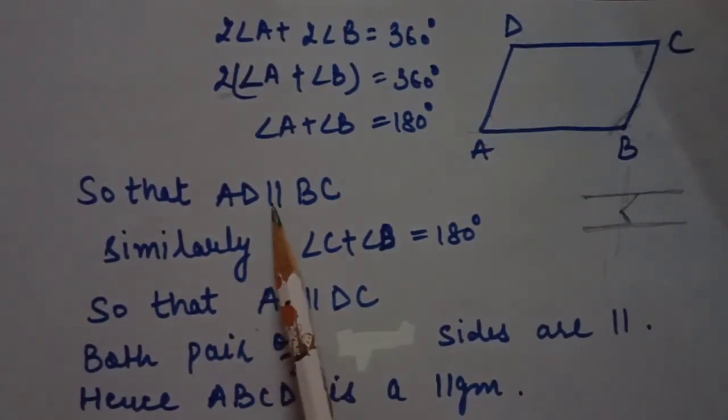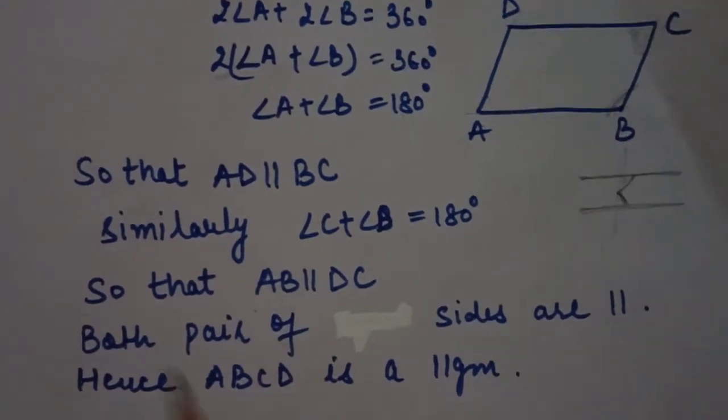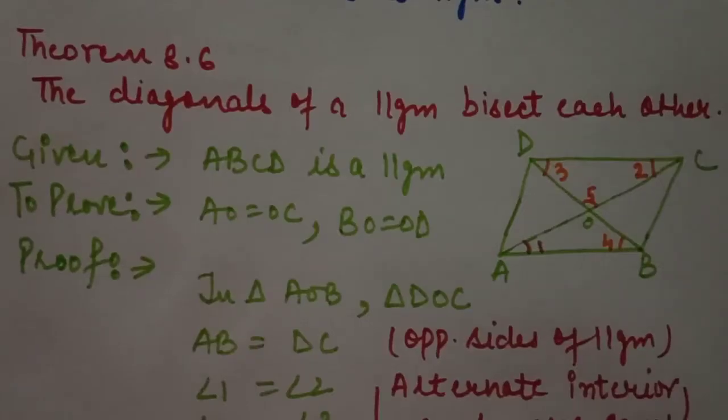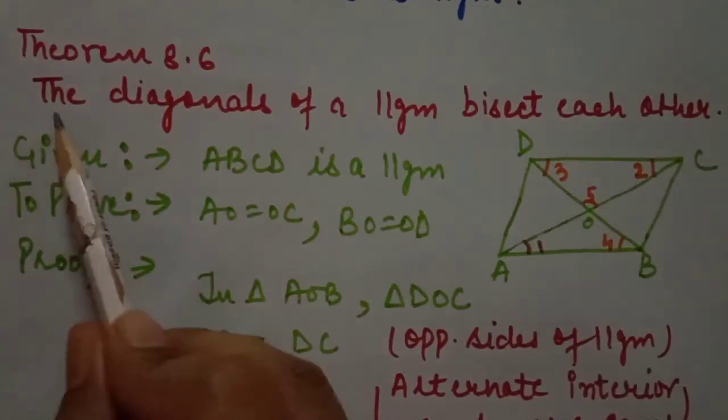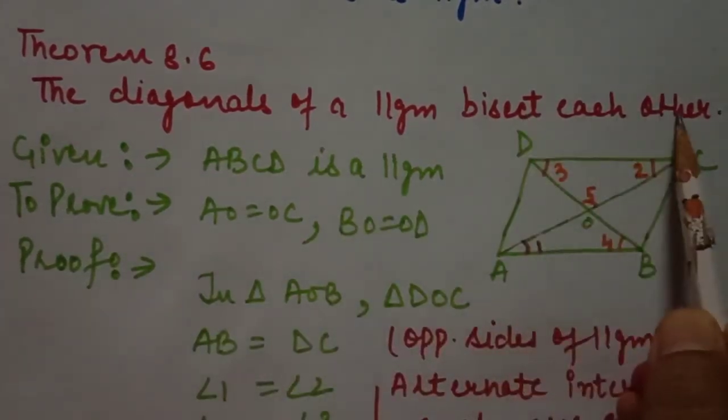If in a quadrilateral both pairs of opposite sides are parallel to each other, then definitely it is a parallelogram. So students, both pairs of sides are parallel to each other, hence ABCD is a parallelogram. So students, this is your theorem 8.5. Now we will switch to theorem 8.6. Theorem 8.6. The diagonals of a parallelogram bisect each other.